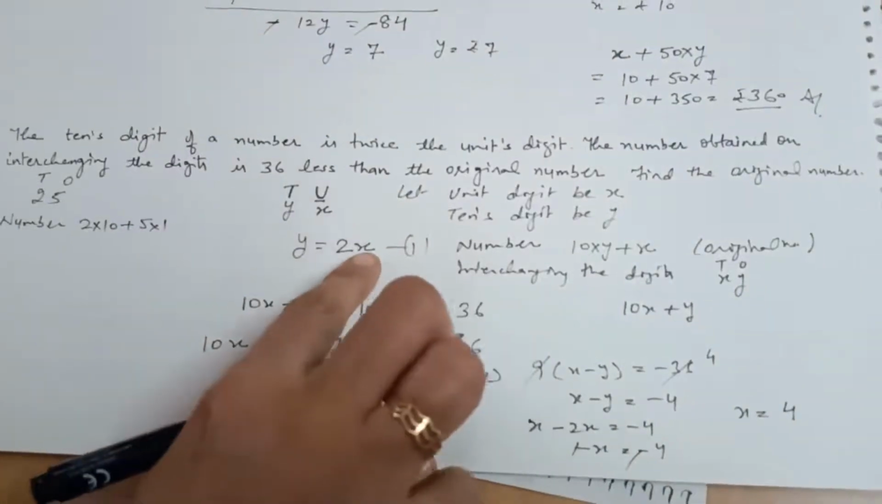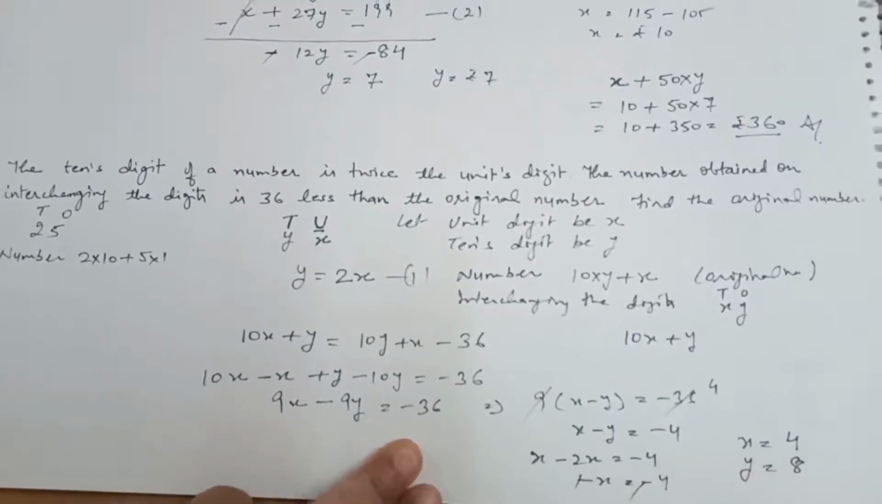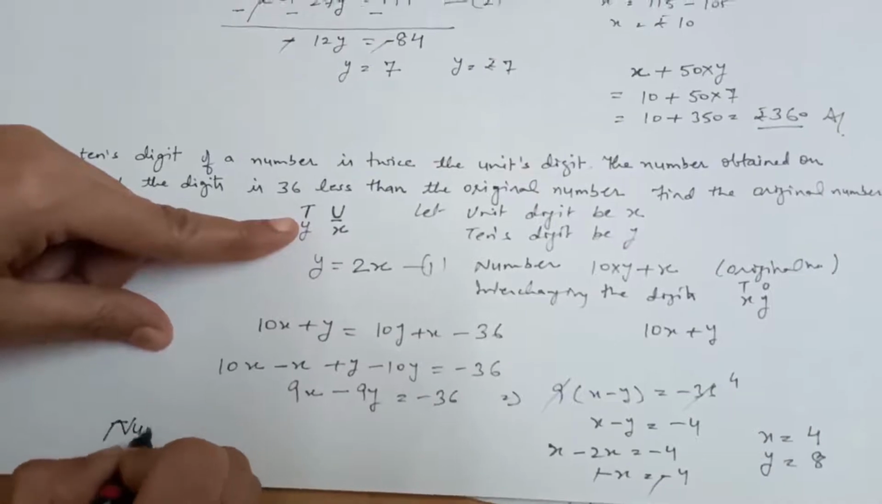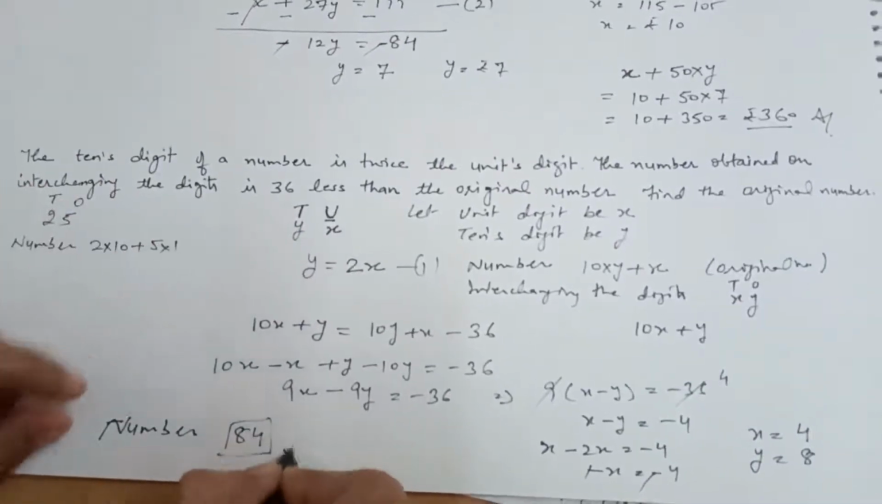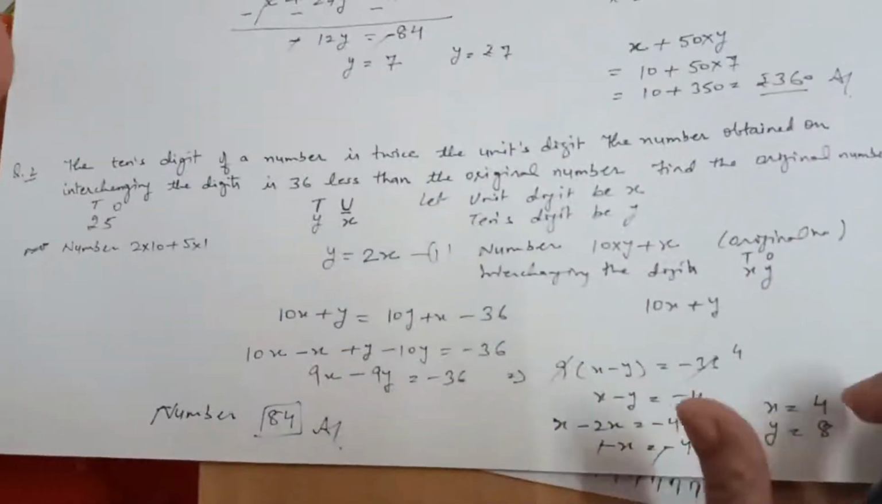And what is y? Put x equal to 4 here, so y equal to 8. So what is the number? Your required number will be yx, which means 84. This is your answer, the second problem. Now one more problem I will be telling you. The solving part I will leave for you, I will only give you the equation hint.